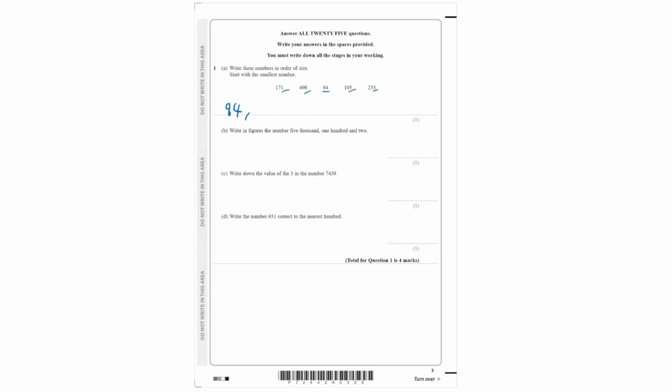Then of the 3's, we can see we have 100, 100, 200, 400. So we start with 100, we have 171 and 105. 105 being smaller, then 171, then 233, and 490.